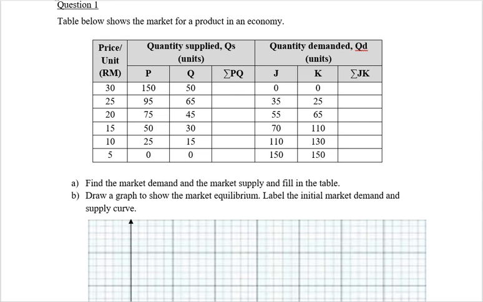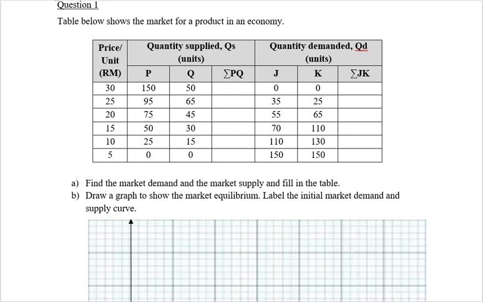Alright, so what you are given here is the quantity supplied and the quantity demanded for different price levels. Okay, so you are given individual quantity supplied, which are P and Q. P and Q are actually individual suppliers. J and K are individual consumers. So what you have to do in order to find the market supply and market demand is to add the individual supply and individual demand.